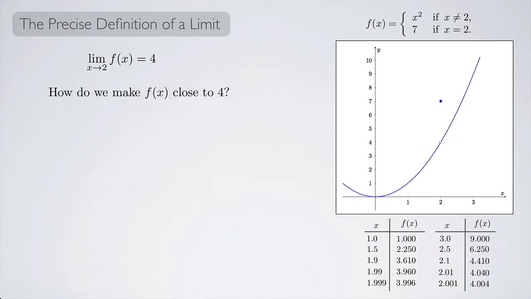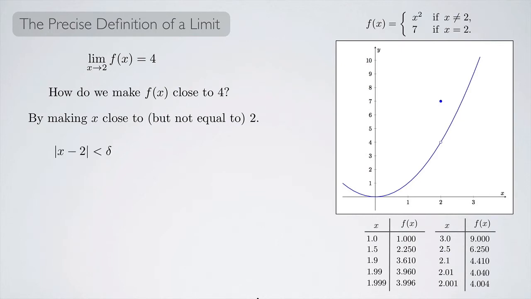Okay, so how do we make f of x close to 4? Well, that involves something on the x-axis. We want to make x close to but not equal to the value 2. The closer that x gets to 2, the closer f of x gets to 4.